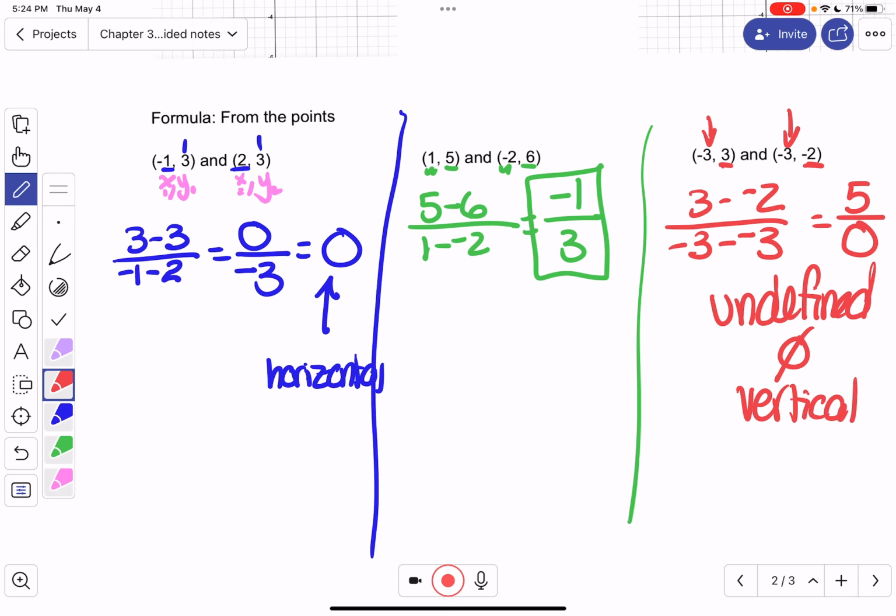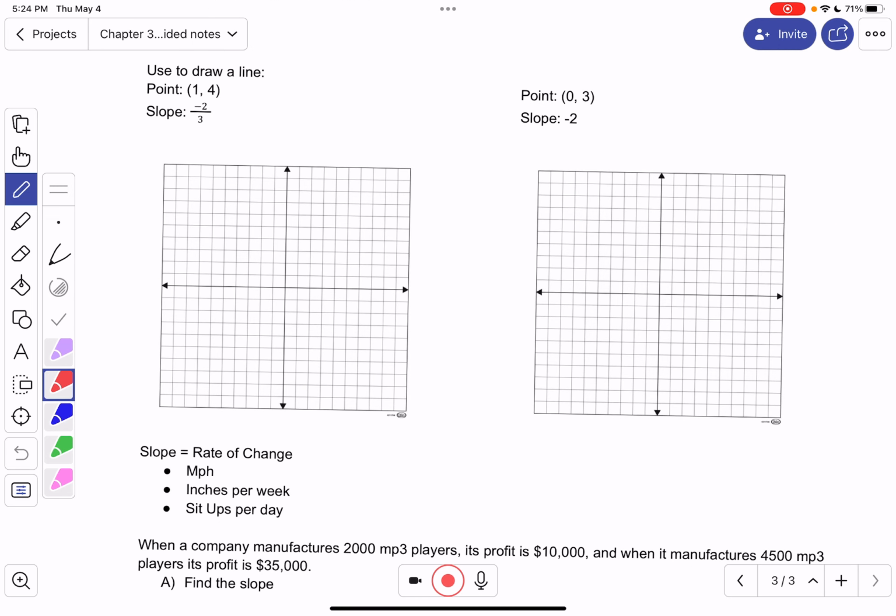Once you know how to plot points and how to use a slope, you can graph a line with just that information. For example, if we're given the point 1 comma 4, we go 1 on the x, up 4. Then we have a slope, negative 2/3. So that means we go down 2, right 3, put a new point. Down 2, right 3, put a new point. You can do that as many times as you want. You can also go in the reverse direction, and now we have our line.